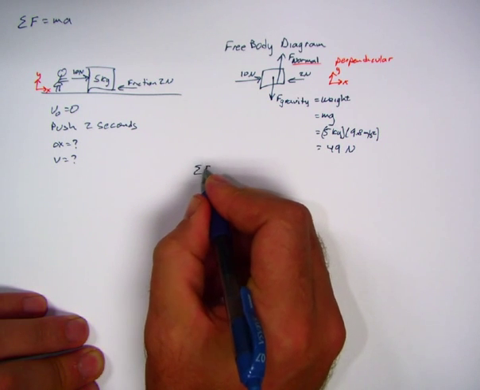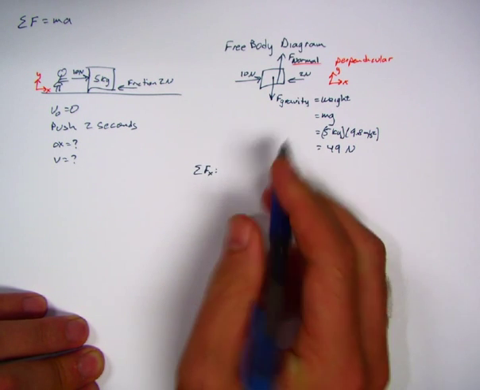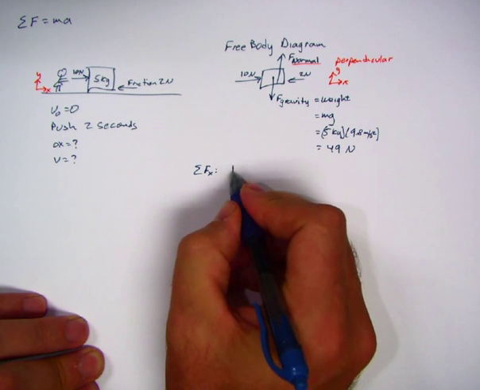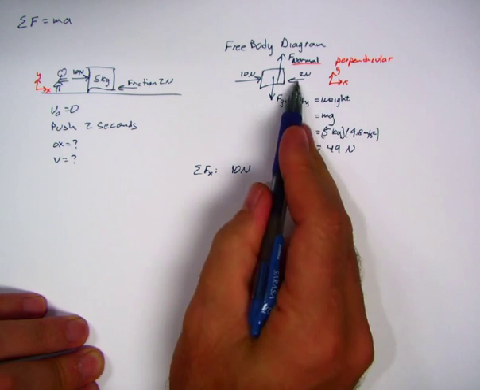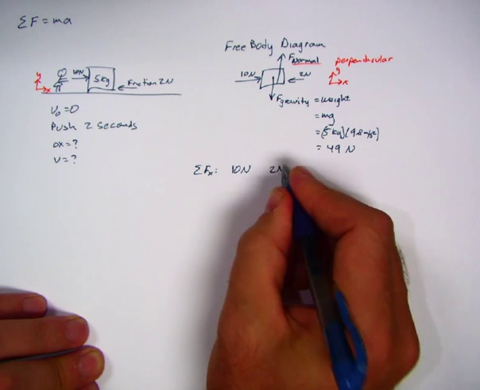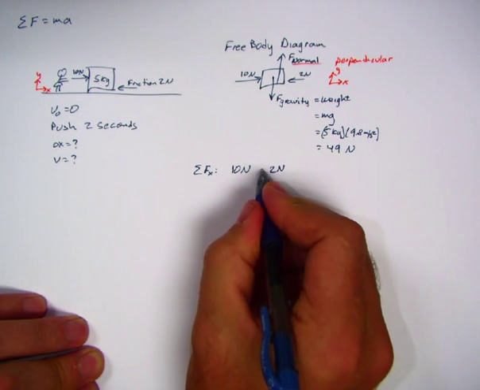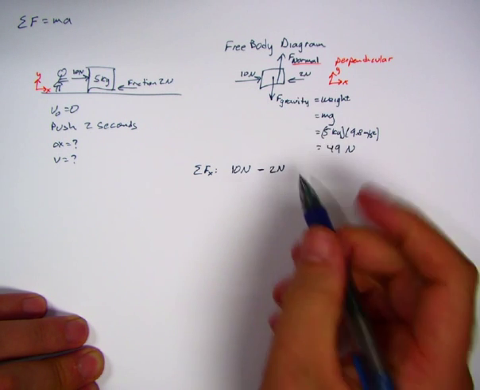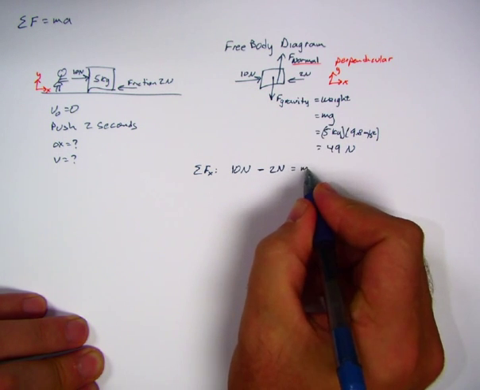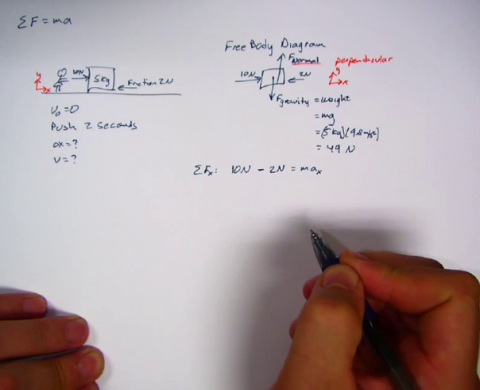So, sum of the forces in the x direction, what do we end up with? We end up with 10 newtons, and that's to the right, and to the right is positive. We end up with 2 newtons, but 2 newtons is to the left, so that's going to end up being negative. That's the only thing going on in the x direction, so we're done. So that equals mass times acceleration in the x direction.